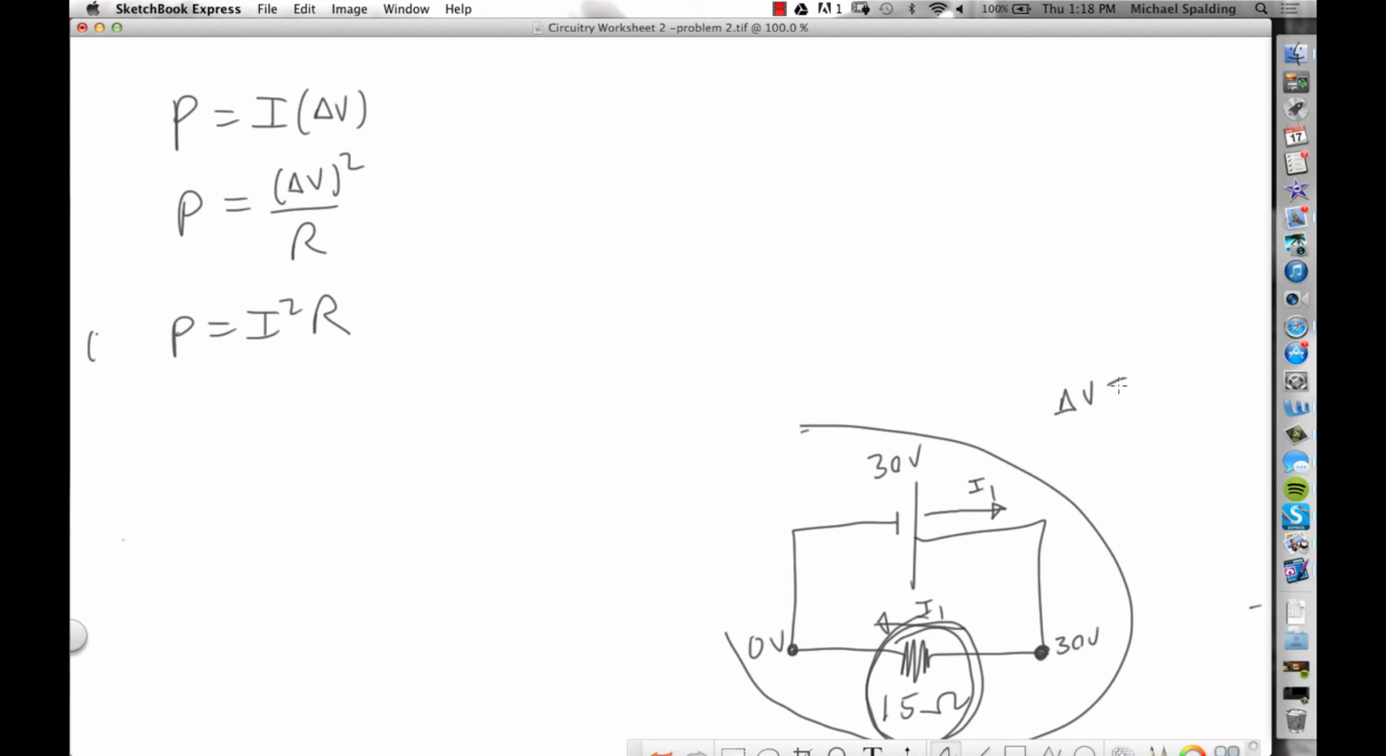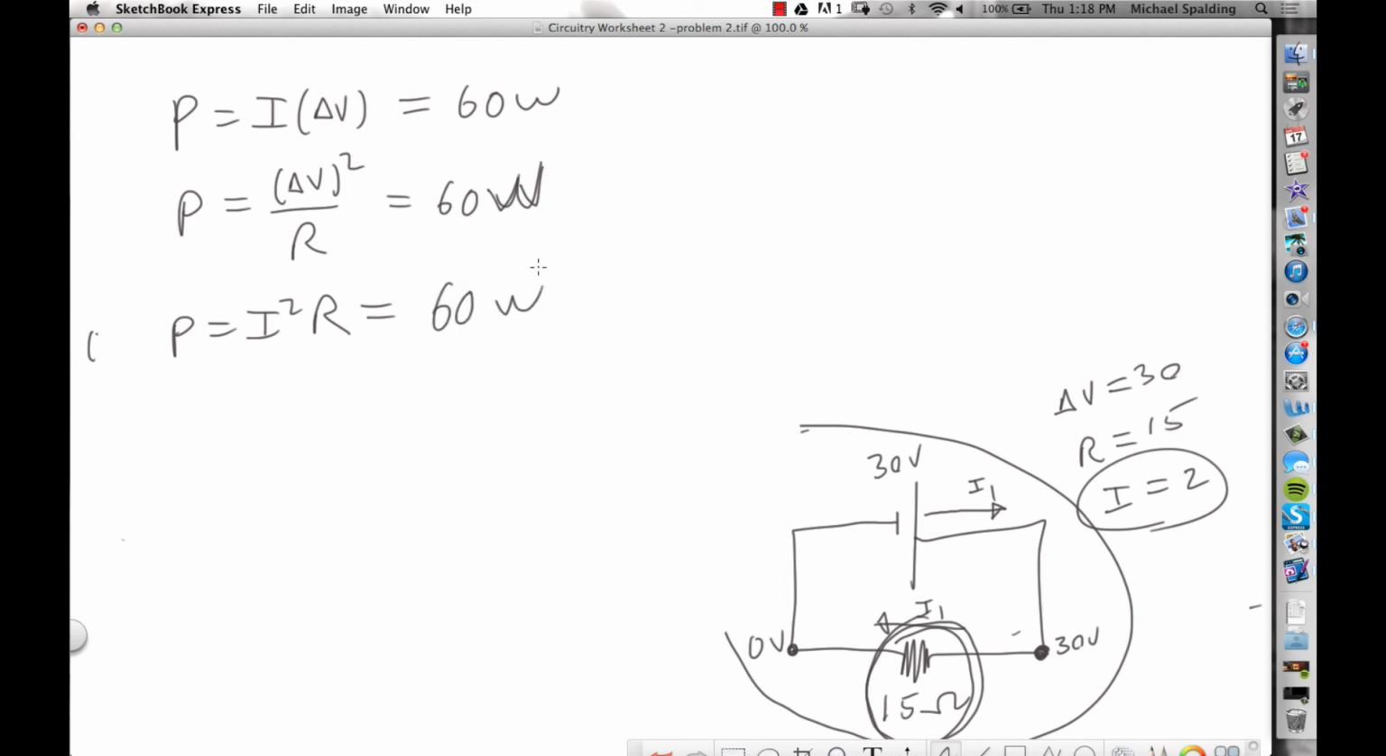What's the delta V on this diagram? 30. What's the resistance? 15. What's the current? 2. So you get the same answer no matter what. P equals I delta V gives 60. V squared over R is 900 over 15, which is 60 watts. I squared R is 4 times 15, 60. No matter which one you use, you get the same answer.